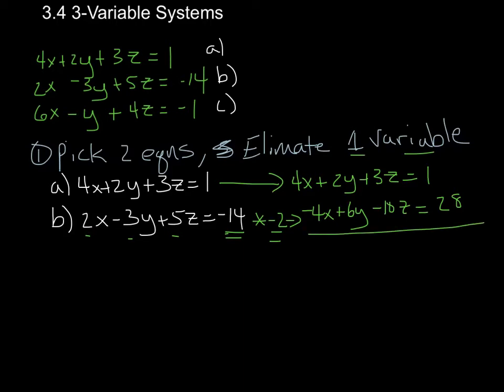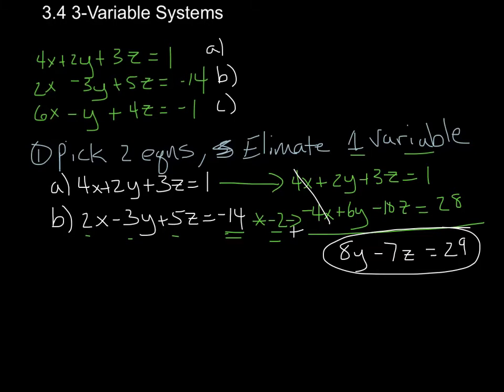So I left the first one alone. I multiplied the second one by negative 2. Now I'm going to add these. Well, when I add the 4 and negative 4, they cancel. I designed it that way because when I had to eliminate one variable, I chose to eliminate x. When I add 2 and 6 together, I'll get 8y. When I add 3 and negative 10, I'll get minus 7. And when I add 1 and 28, I will get 29. And that is the end of step 1. So I picked 2 of the equations and I eliminated 1 of the variables.